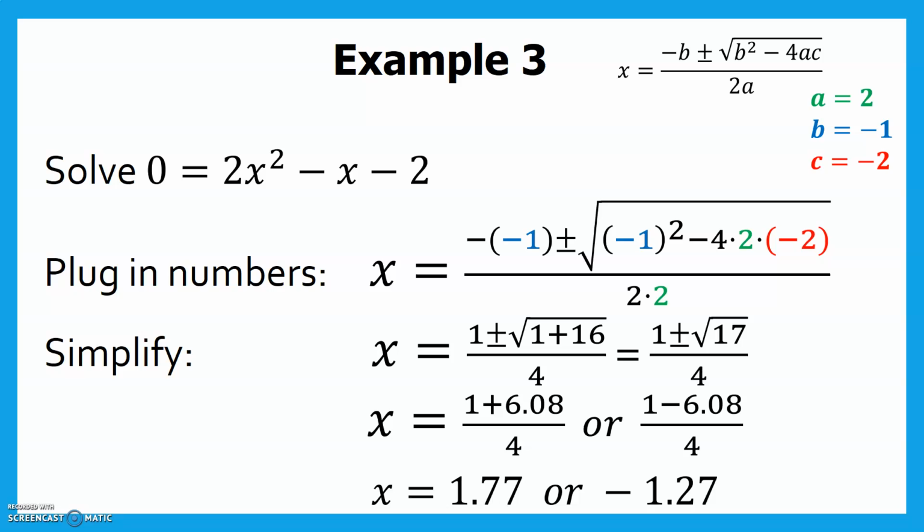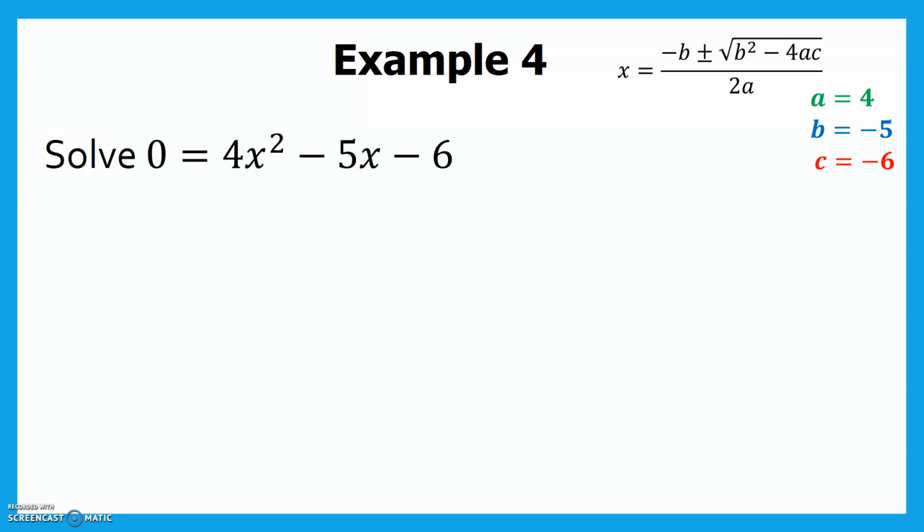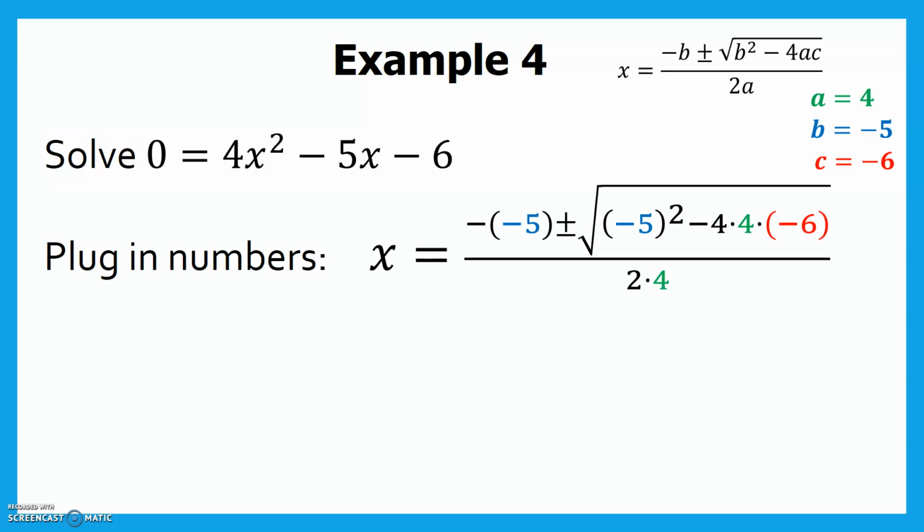Let's try another one. We're just doing the same thing over and over, just plugging in a, b, and c into the quadratic formula. So here's my equation. 0 equals 4x squared minus 5x minus 6. A is 4, b is -5, c is -6. I plug those numbers in. I get -(-5) plus or minus the square root of (-5) squared minus 4 times 4 times -6. And all of that is over 2 times 4.